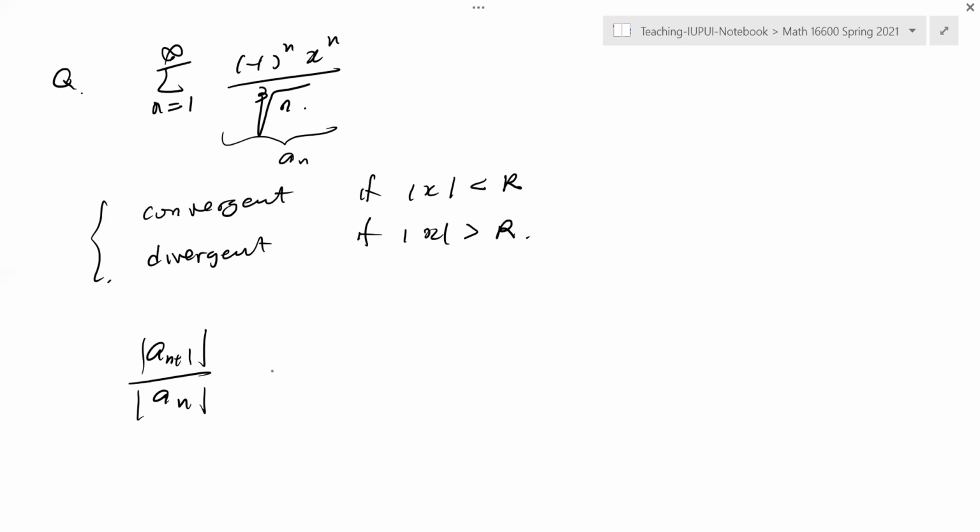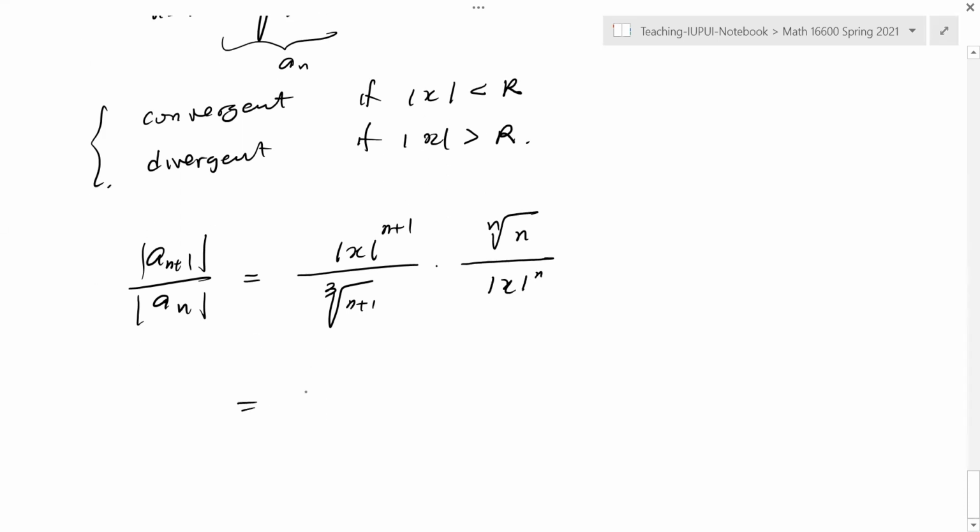So let's simplify it. Forget the negative sign. This is an n plus 1 term, so this must be absolute x. Okay, that's the numerator. The denominator, if I wrote this, would be turned upside down. Then what do you get? Oh, this is a cube, right? You will get the third root of n over the third root of n plus 1, and this is absolute x.